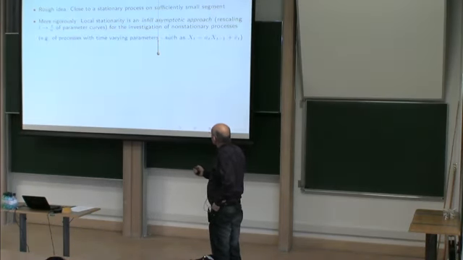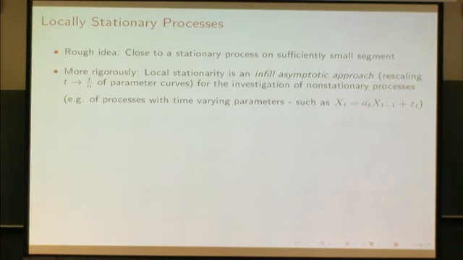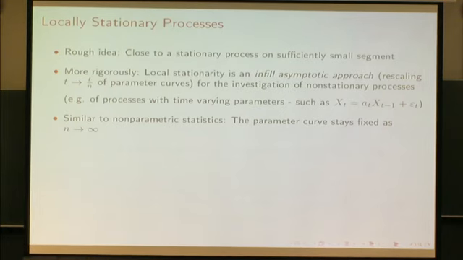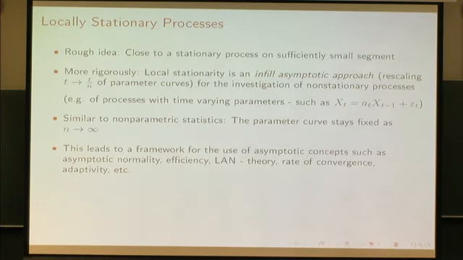Now, for example, you saw that we have this AR1 and we want to rescale this parameter curve. Similar to non-parametric statistics, here the parameter curve stays fixed. And this is the point I already indicated. This leads to a framework for the use of asymptotic concepts such as asymptotic normality, efficiency, LAN theory, rate of convergence, adaptivity, and so on. So basically you have all these tricks and playgrounds from theoretical statistics, and you can apply them and discuss them in that framework.